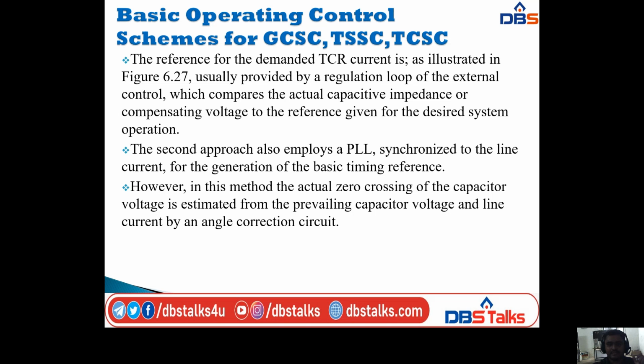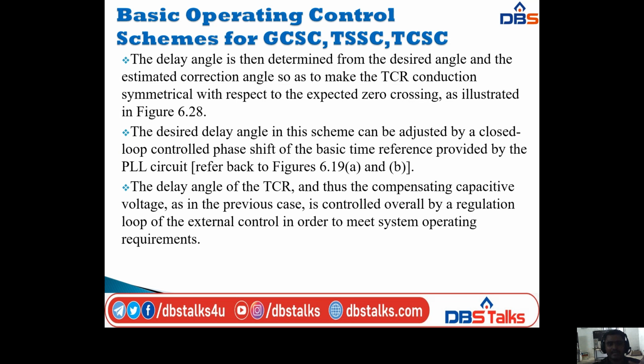The second approach also implies a PLL synchronized to the line current for the generation of the basic timing reference. However, in this method, the actual zero crossing of the capacitor voltage is estimated from the freewheeling capacitor voltage and line current by an angle correction circuit. The delay angle is then determined from the desired angle and the estimated correction angle, so as to make the PCR conduction symmetrical with respect to the expected zero crossing, as illustrated in this diagram.